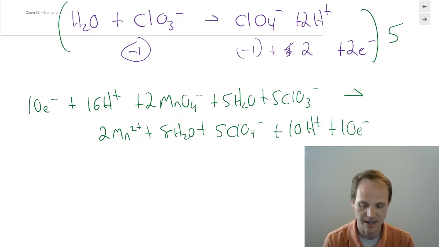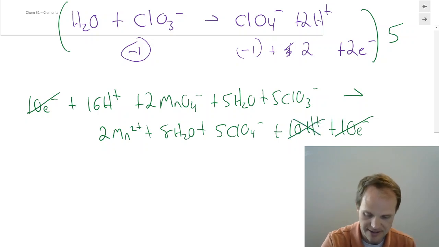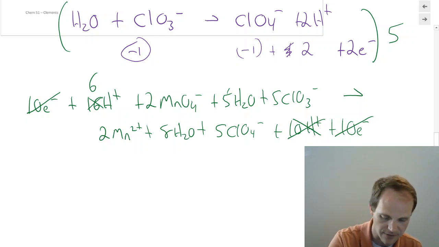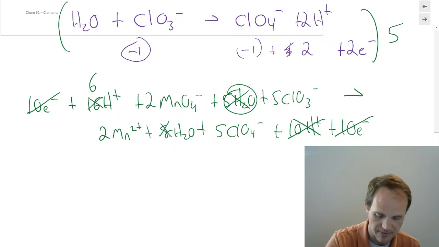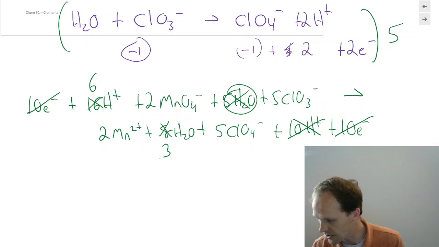Everything added up together. Then we cancel. Electrons better darn well cancel, otherwise we did something wrong. I've got 10 hydrogens on the right, 16 on the left. So I can just go ahead and put a 6 here. I've got water, 5 on the left. 8 minus 5 is 3. And there is my balanced chemical reaction, right?